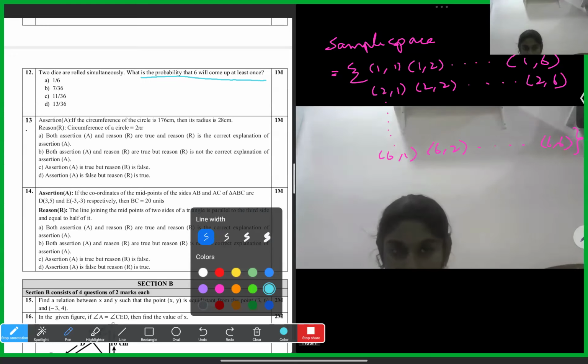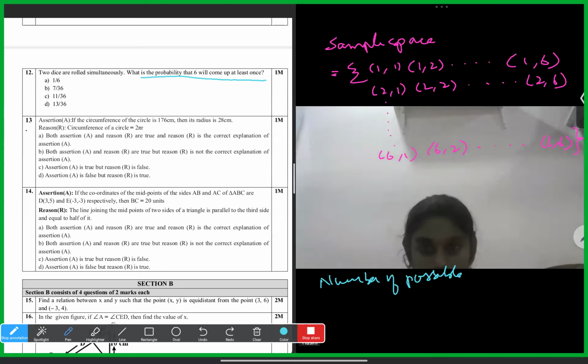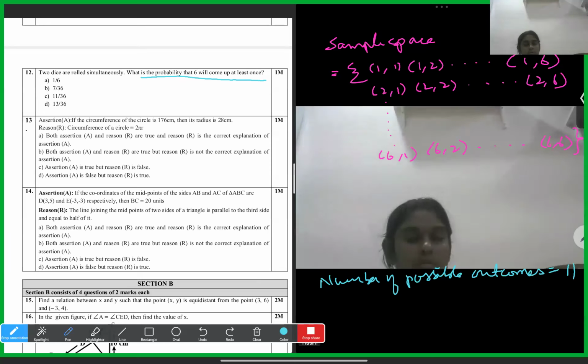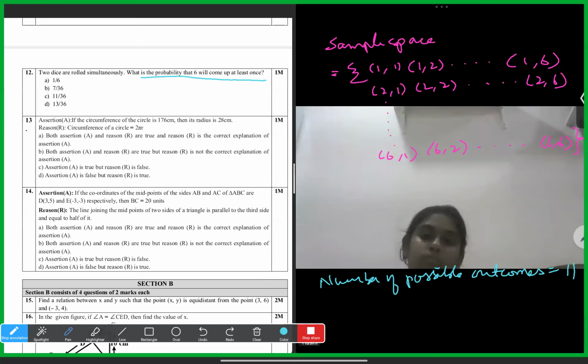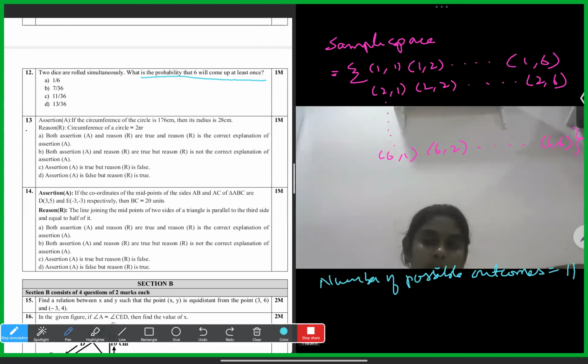So how many are there in total? Number of possible outcomes, in total how many have been? 11. Yes or no? Yes, sir. 1,6, 2,6, 3,6, 4,6, 5,6, and in the sixth row, all the 6s. 6,6 also can be considered because at least once, both also is not a problem.